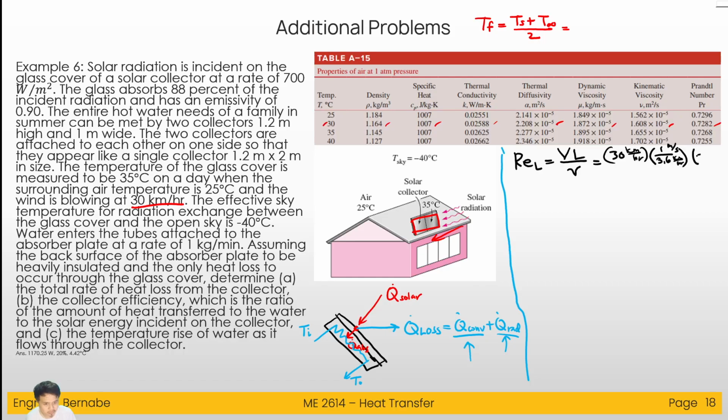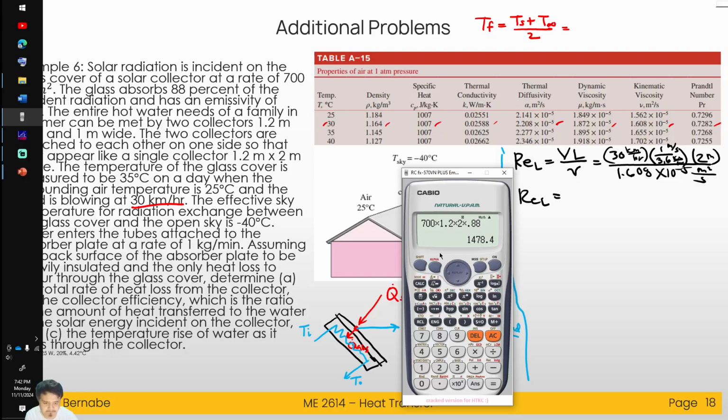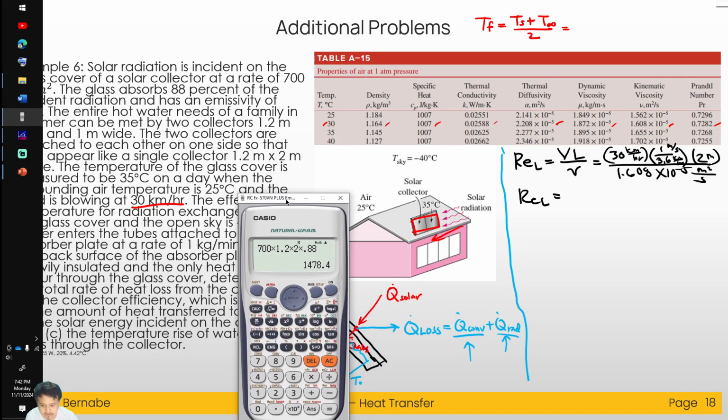Okay, so you multiply this by 2 meters, and then divide by the kinematic viscosity, 1.608 times 10 to the negative 5 meters squared per second. The velocity is in meters per second, times meters, so meters squared per second. So the Reynolds number along this length is 30 divided by 3.6, times 2, over 1.608 times 10 to the negative 5.